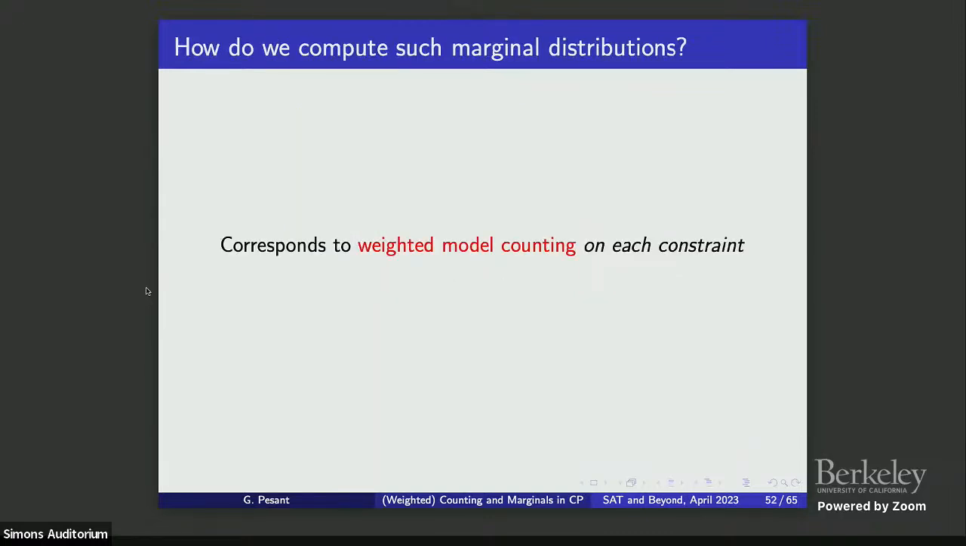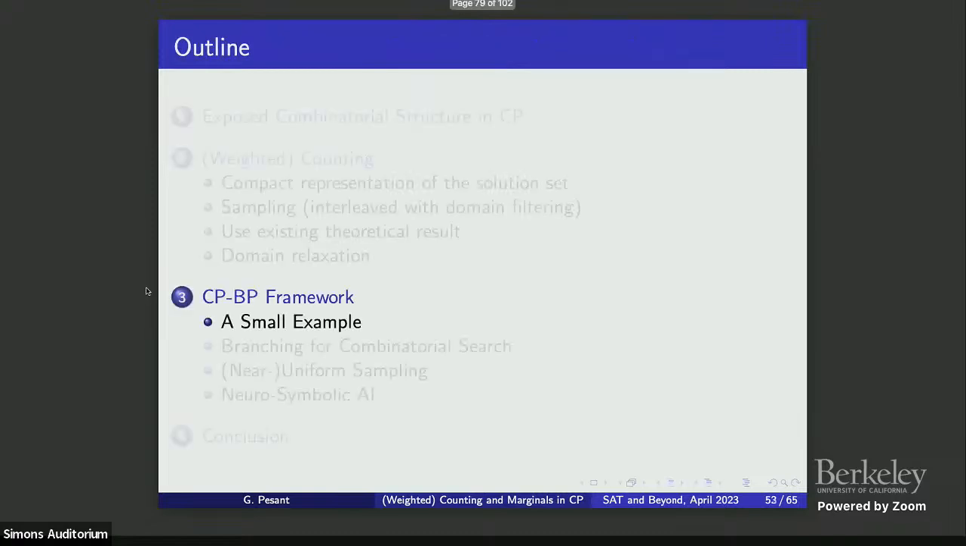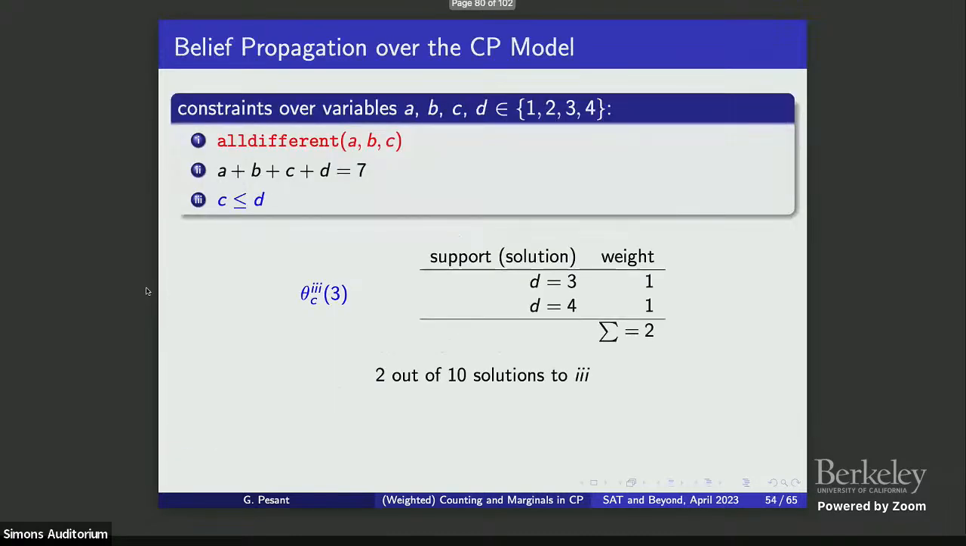And that corresponds to, you need the weighted model counting to do this. An example. So that's a simple problem. You've got constraints over variables A, B, C, D, domains 1, 2, 3, 4. 3 constraints: all different, a sum and a binary inequality. If you do some filtering here, trying to do some inference in the standard way, nothing happens. The domains still keep all their values.